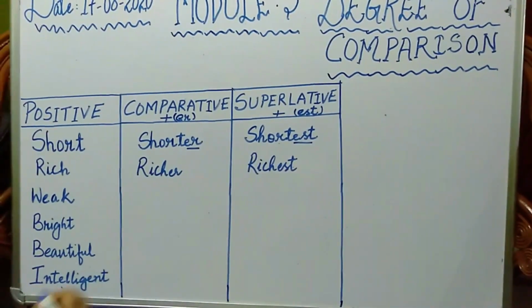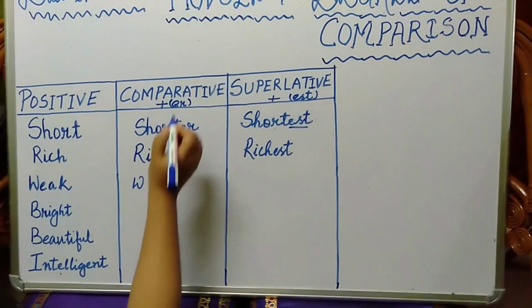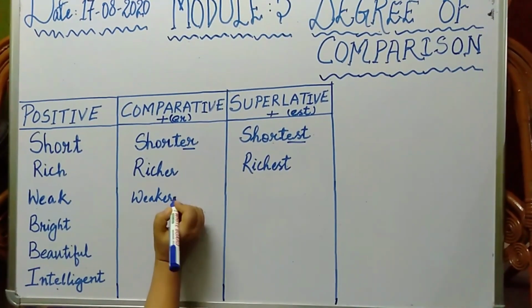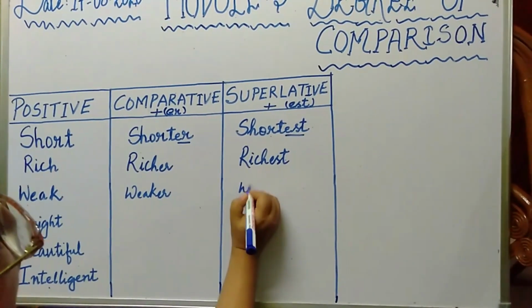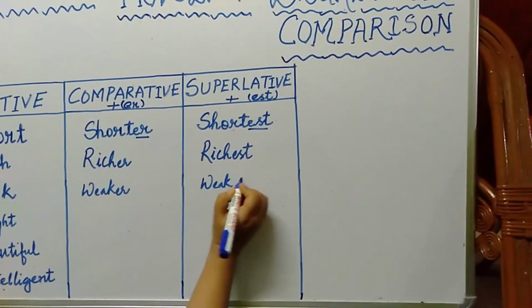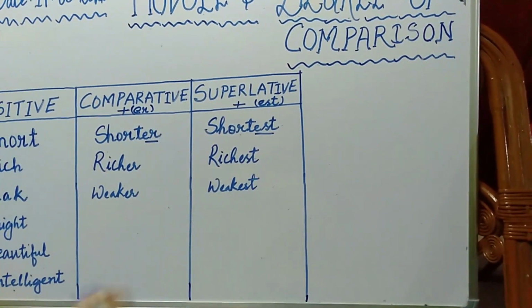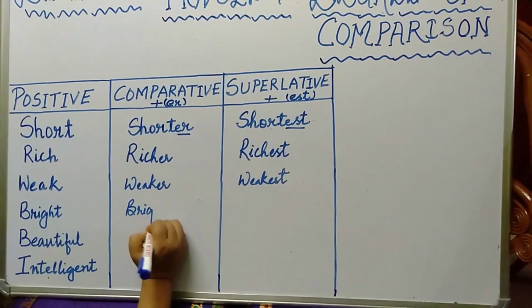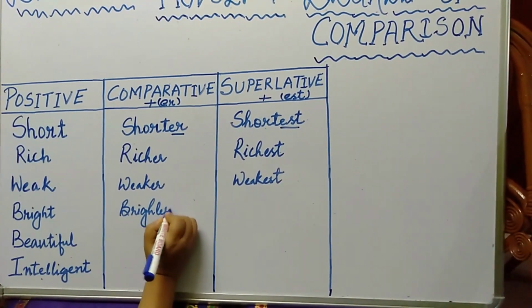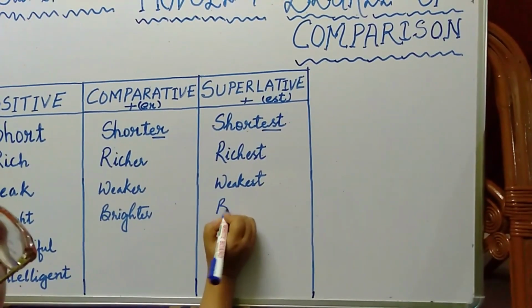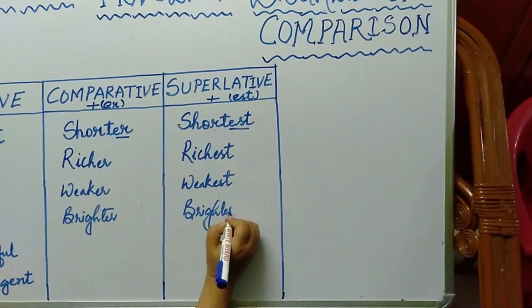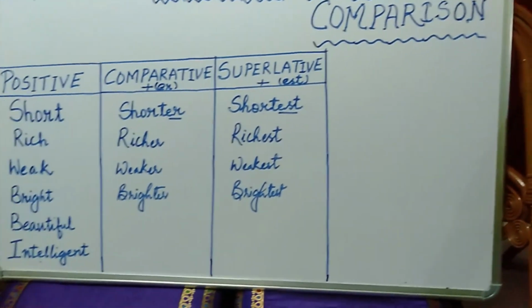Similarly, when you talk about weak, it will be what? You will add only ER, weaker. And superlative degree, weakest, EST, right? Bright, very simple, brighter. And the superlative degree, brightest, right?